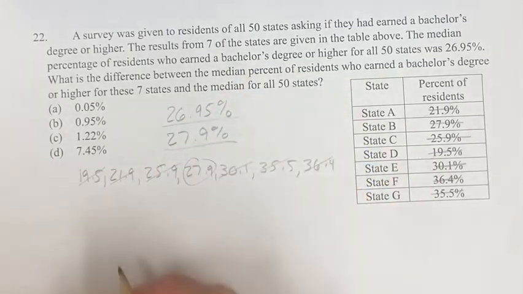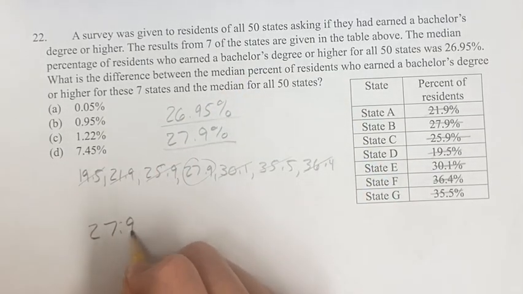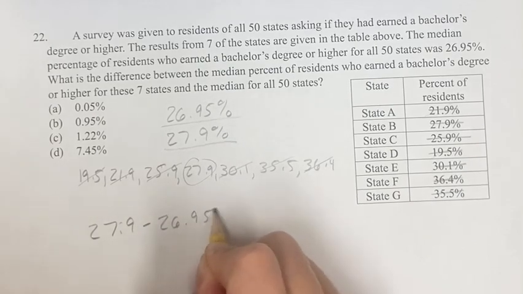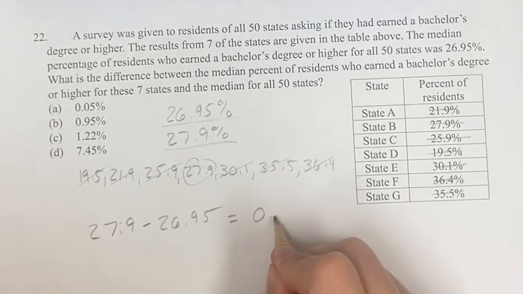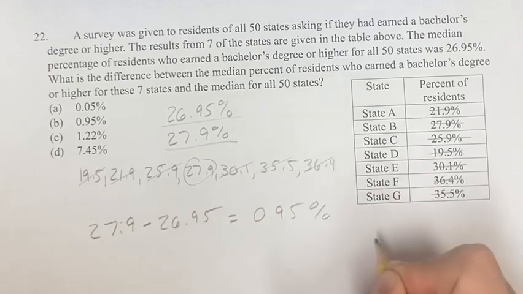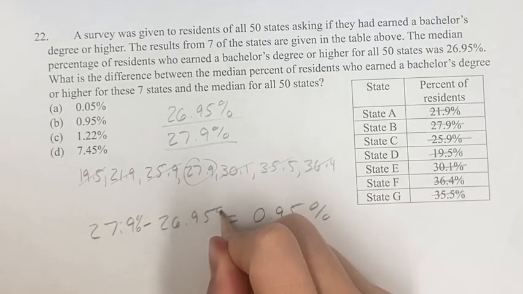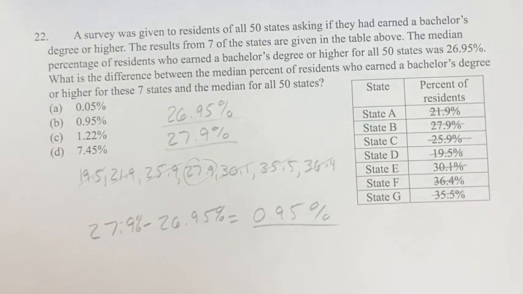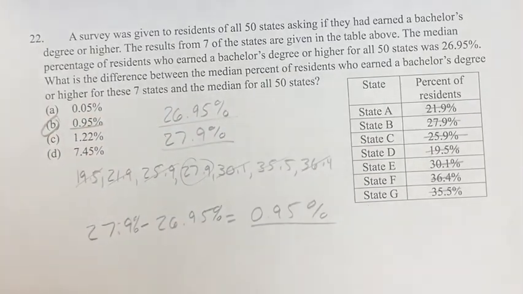So what is the difference between these? Well, it's just 27.9 minus 26.95. You just subtract them, and you get 0.95%. I'm going to write the percents in there. 0.95% lines up to B, which is going to be your final answer.